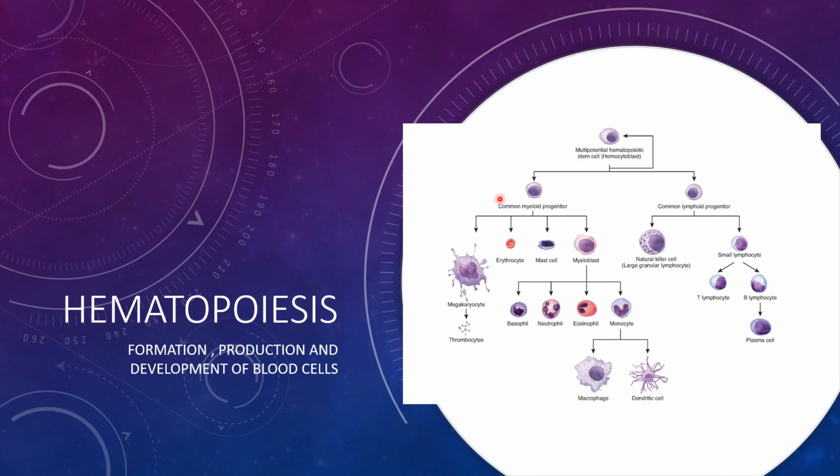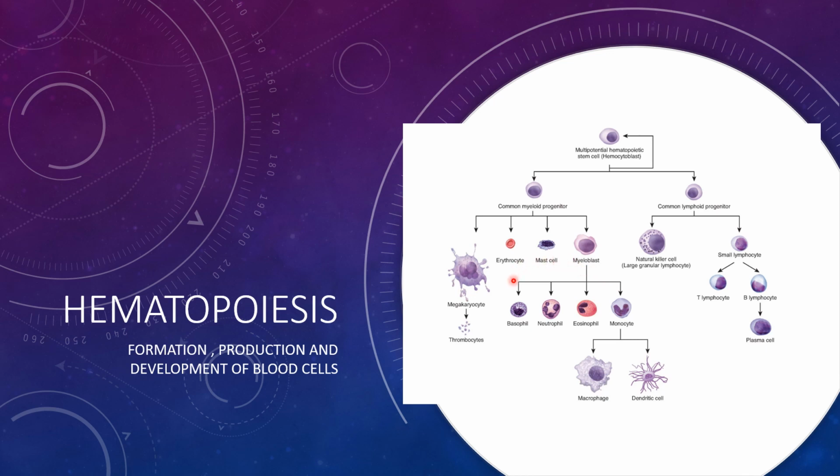From your hemocytoblast, it will give rise to two progenitor cells: your common myeloid progenitor and your common lymphoid progenitor. Under the common myeloid progenitor, it will give rise to either megakaryocyte, erythrocyte, mast cells, and myeloblast. Here in the myeloblast, it will develop and mature into four different WBCs.